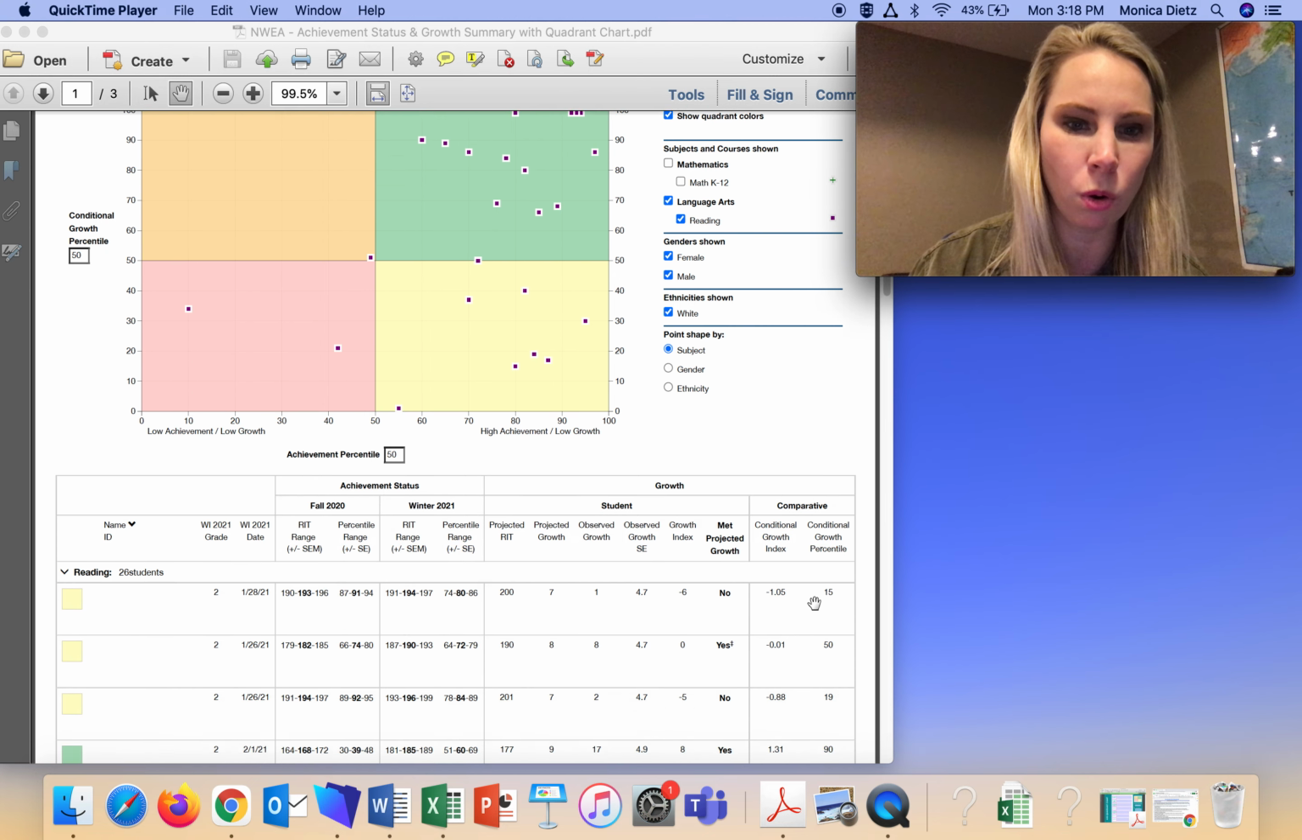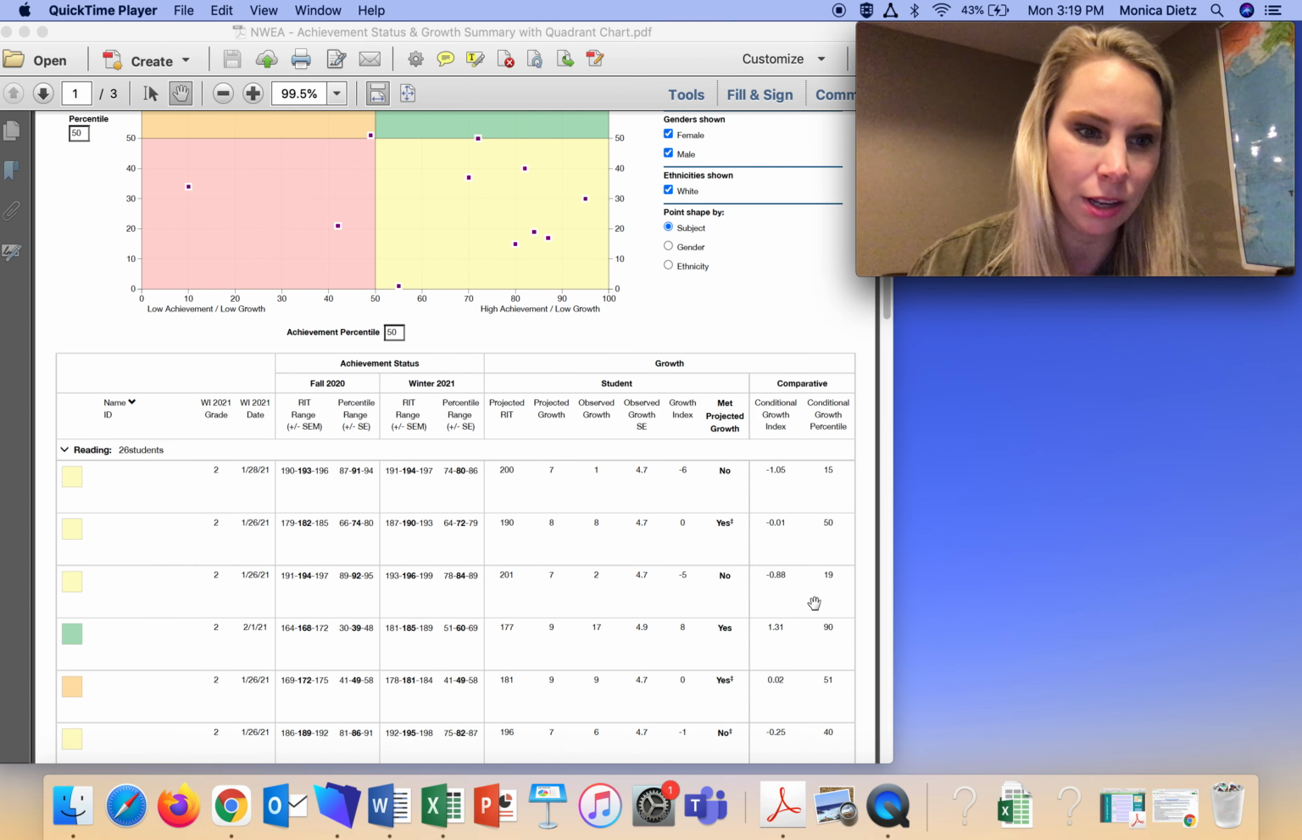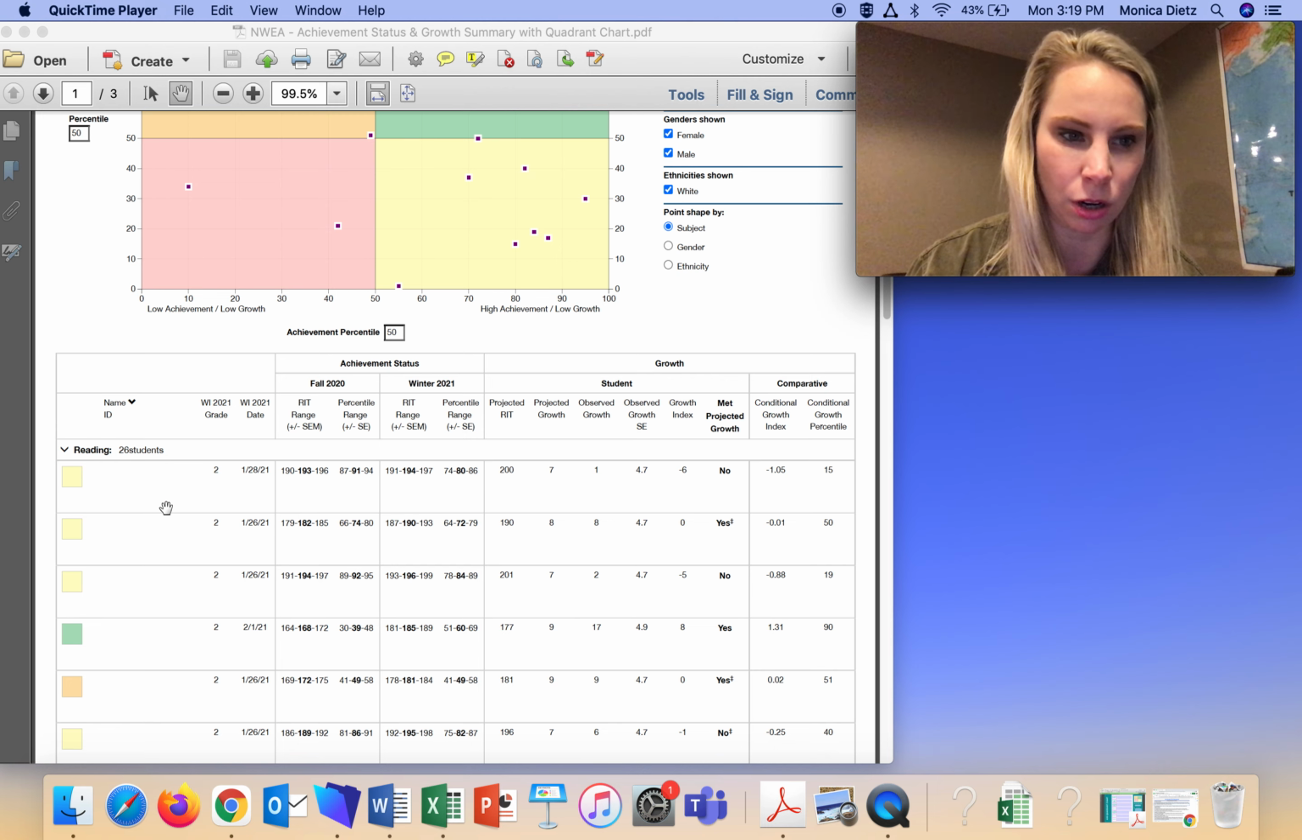But we can get even more data when we scroll down here and then see who these students are. So your kids' names will be right here, actually, all right? And then you can see this is a great example of a yellow student, okay? So they had a 193 in the fall. Now they have a 194. So they did score higher. However, they were projected to grow 7 points and they only grew 1. And because of that, they went from the 91st percentile to the 80th percentile.